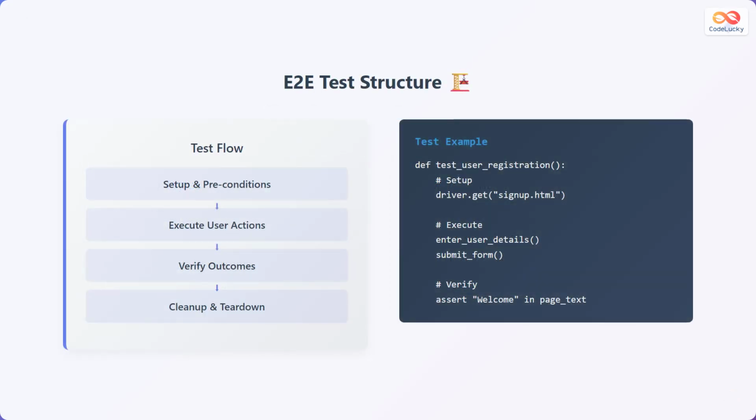A well-structured end-to-end test follows a clear pattern for reliability and maintainability. The setup and preconditions phase prepares the test environment, creates necessary test data, and navigates to the starting point. Execute user actions simulates real user interactions like clicking buttons, filling forms, and navigating through the application. Verify outcomes checks that the expected results occurred, validating both visual elements and data changes. Finally, cleanup and teardown removes test data and resets the environment for the next test. This structure ensures tests are independent, repeatable, and easy to debug when issues arise.